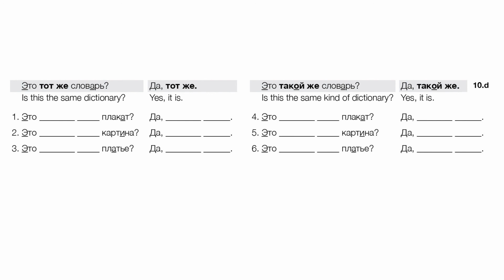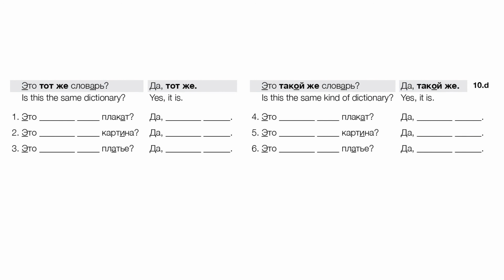Это тот же плакат? Is this the same poster? Да, тот же. Now let's skip over to 4 and ask, is this the same kind of poster? Yes, the same kind of poster. Это такой же плакат? Да, такой же. Number 2. Is this the same painting or picture? Это та же картина? Да, та же. Skipping to number 5. Is this the same kind of painting or picture? Это такая же картина? Да, такая же.